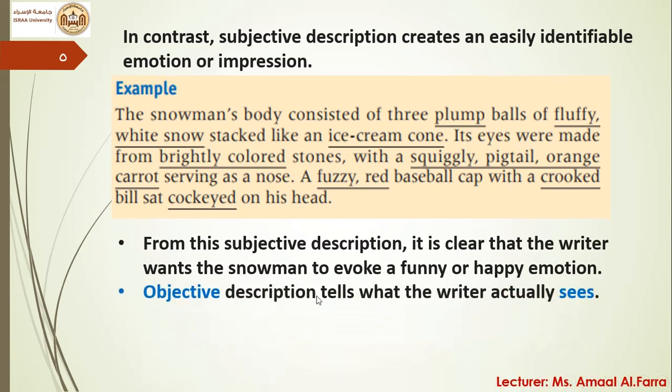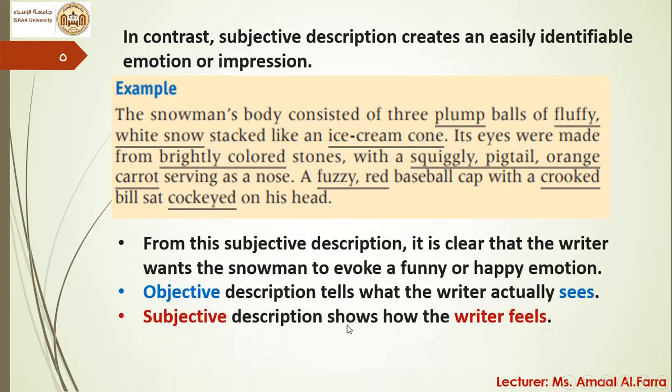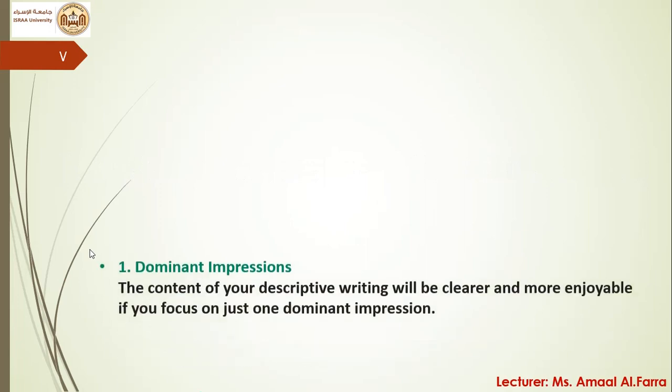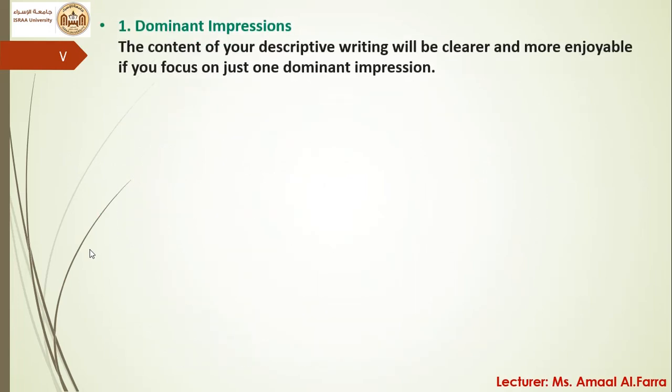So to compare again between objective and subjective, objective description tells what the writer actually sees, but subjective description shows how the writer feels. This is the difference between the two types. Now let's talk about the devices that are used for descriptions. The first device is the dominant impression.